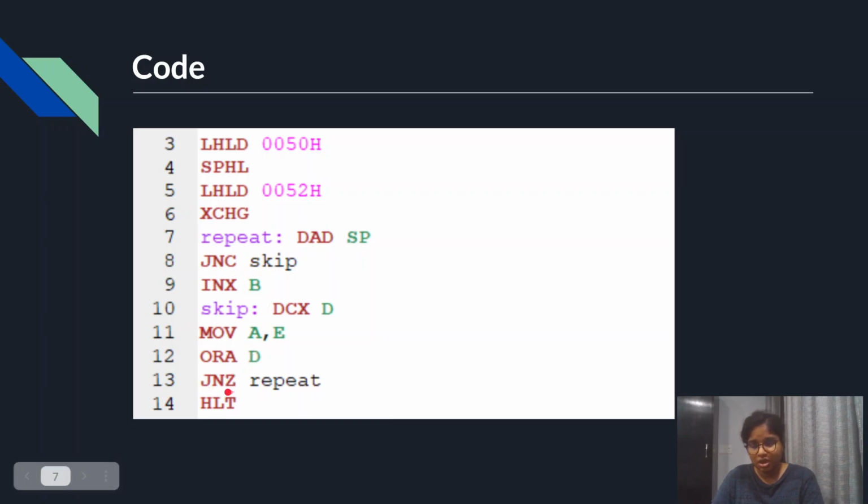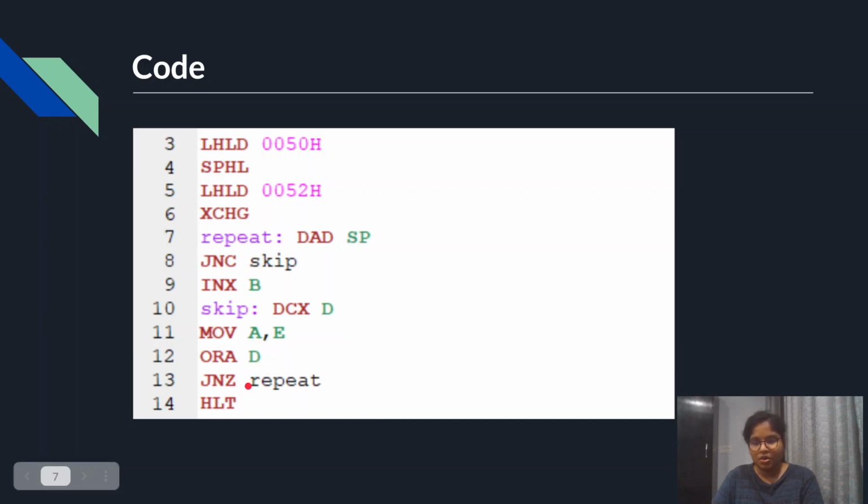JNZ means to jump if the result is not 0. That is, the result of the previous operation, that was OR, is not 0. Thus, the program will jump from line 13 to line 7 each time the operation ORA does not result in 0. That is, each time the DE pair is not 0.